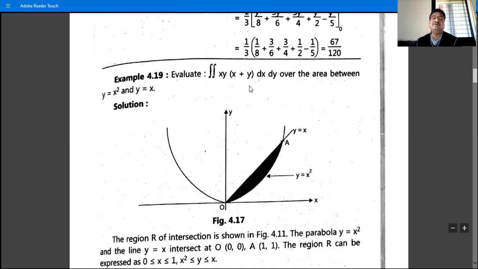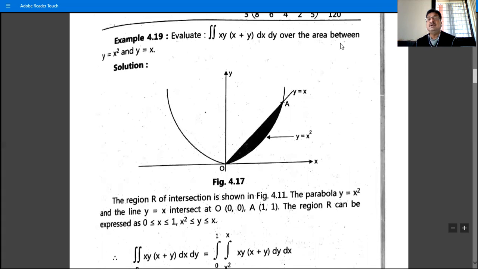Okay. Next is: evaluate the double integration of x into y in bracket x plus y, dx dy, over the area between y equal to x square and y equal to x.